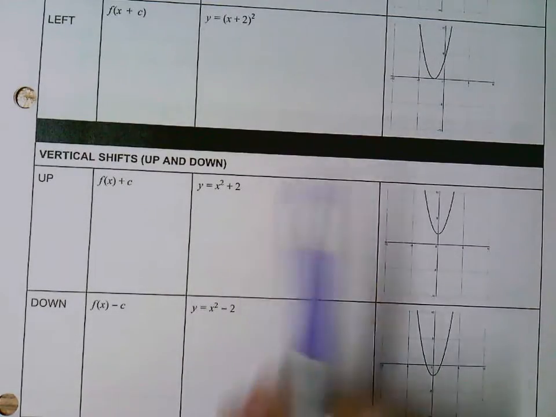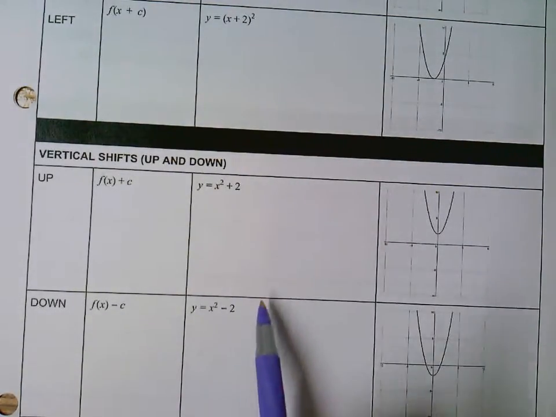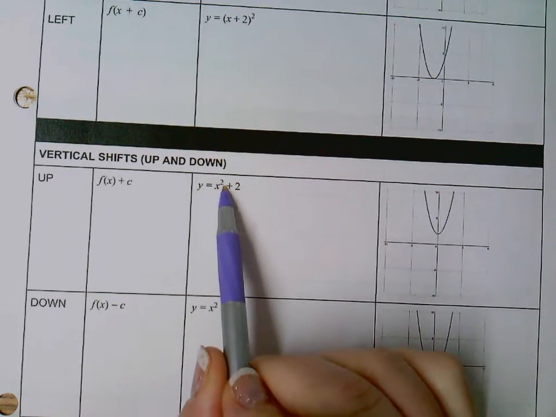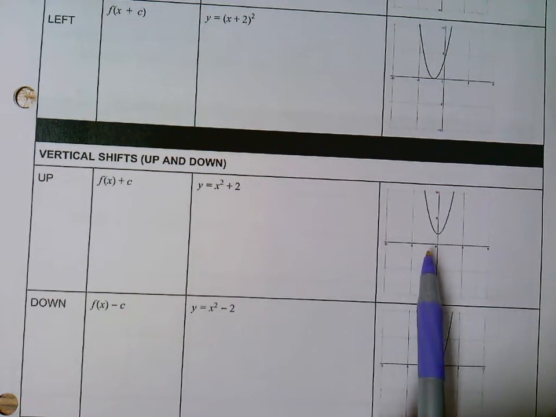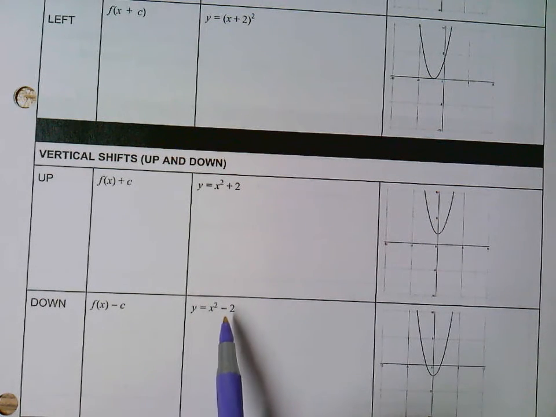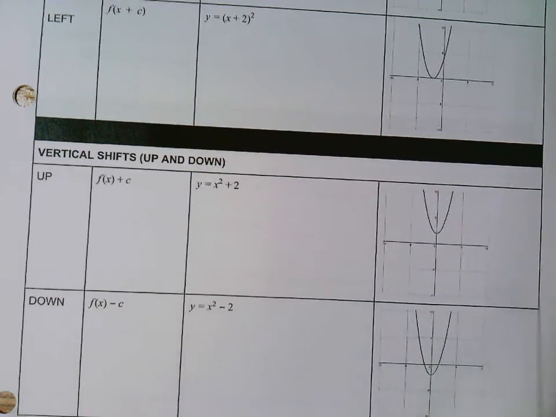I also like to point out that up or down is kind of what you would assume. Adding 2 to the function shifts the function up. It makes the function bigger. Subtracting 2 makes the function smaller, so it's going down 2 units. So you've got left, right, up, down.